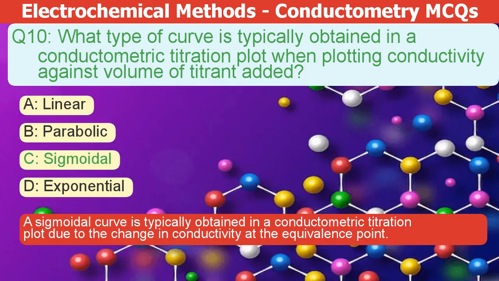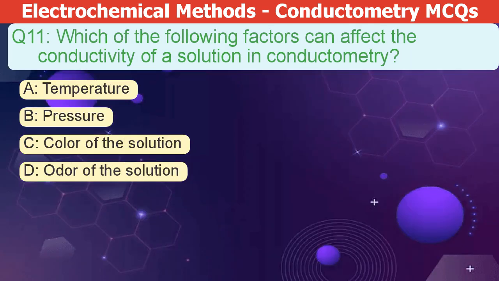The correct answer is C. A sigmoidal curve is typically obtained in a conductometric titration plot due to the change in conductivity at the equivalence point. Which of the following factors can affect the conductivity of a solution in conductometry?